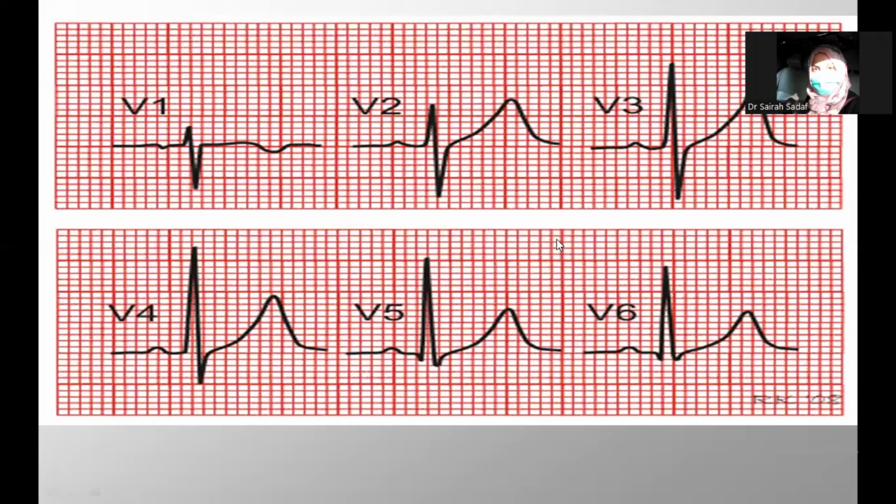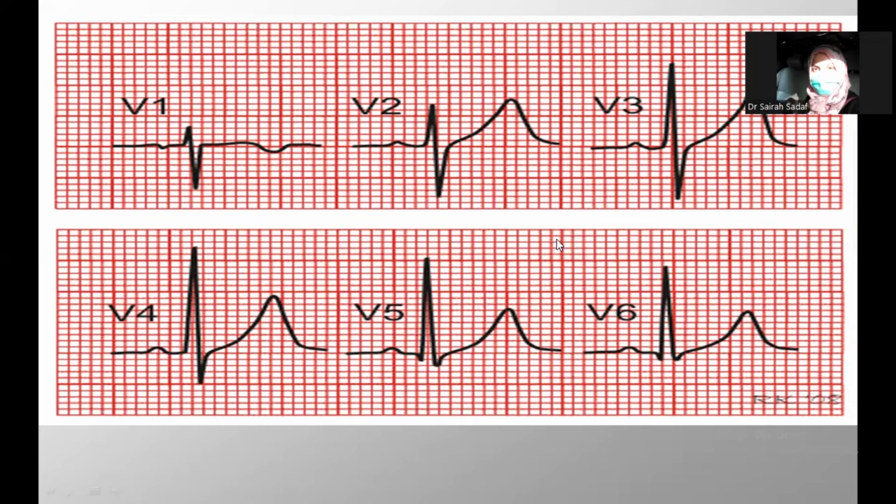Okay, now about this one. Tell me, V1 and V2 represent which side of the heart? Right side. Very good. So we will have a negative deflection on ECG tracings in lead V1 and V2. Always remember that. But if there is a positive deflection in V1 and V2, that means there is something wrong on the right side of the heart or anywhere in the heart.